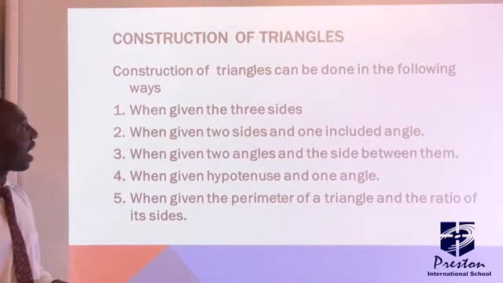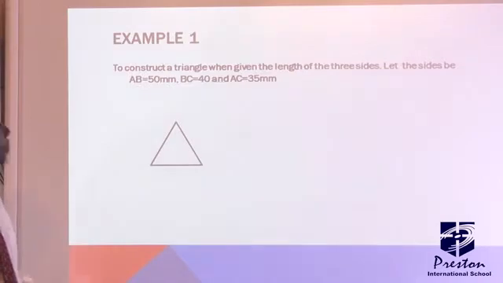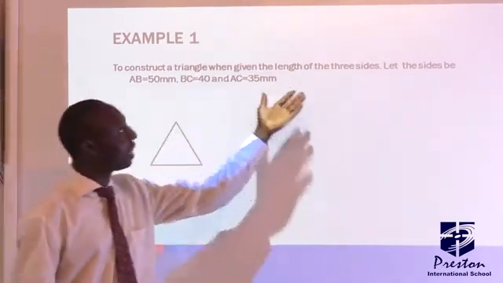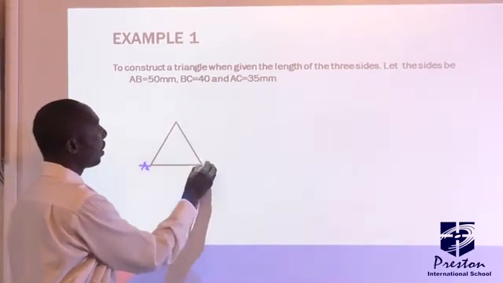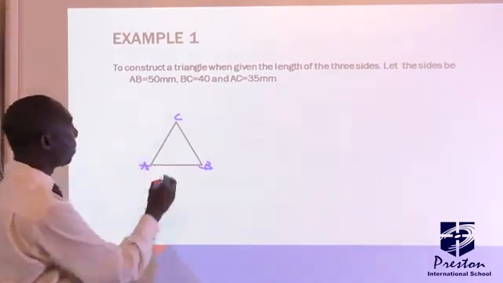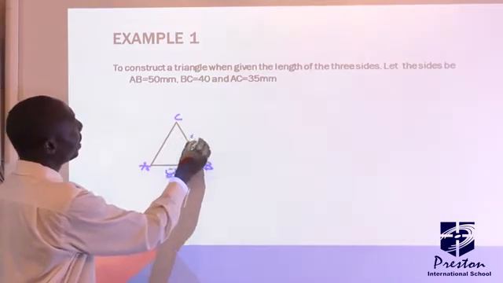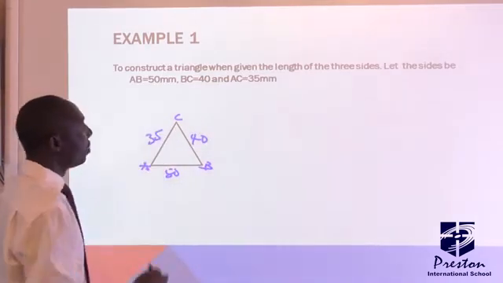Now let's take one or two examples here. Here we have to construct a triangle when you are given the length of the three sides. So let's say A, B, and C. If our AB is 50, BC is 40, and AC is 35 millimeters.